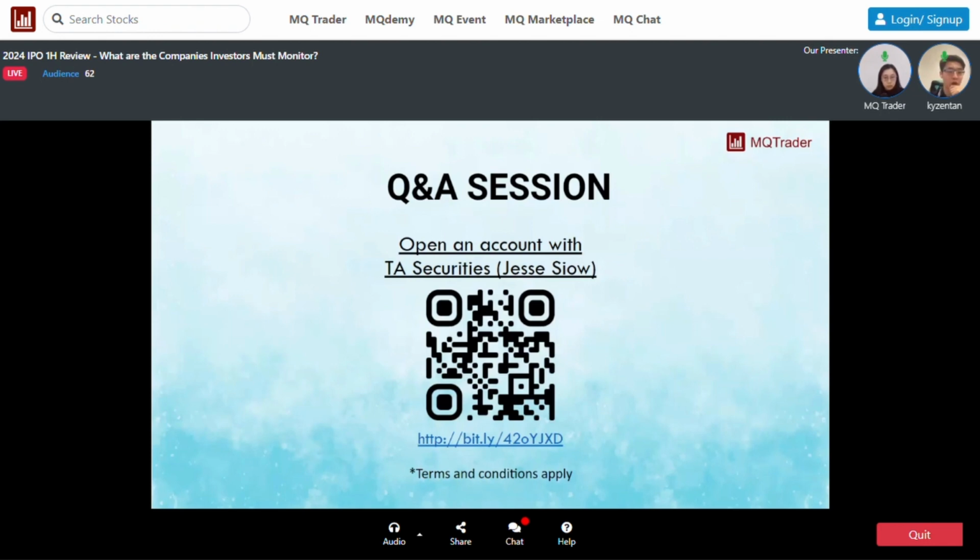I will also look into the RPT, related party transactions. That is another red flag for me if there are too many related party transactions. So yeah, these are some of the things you need to be careful about when looking into an IPO.